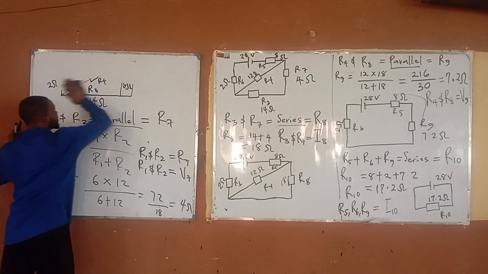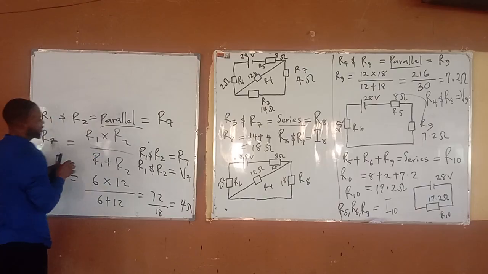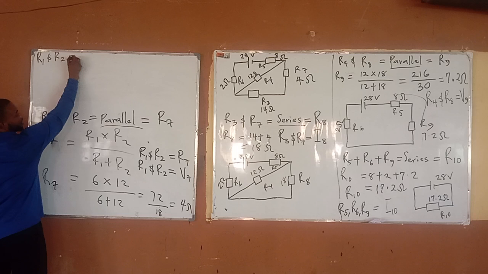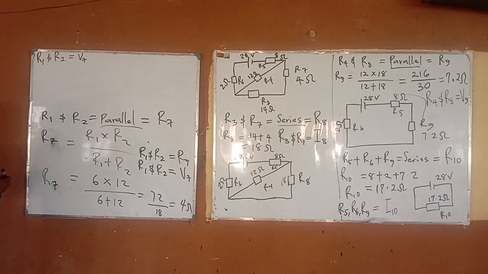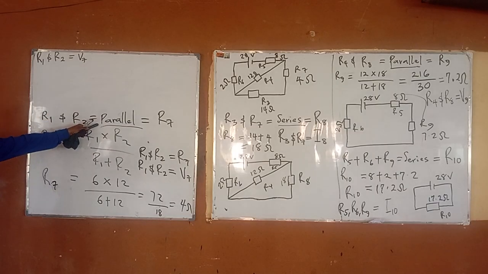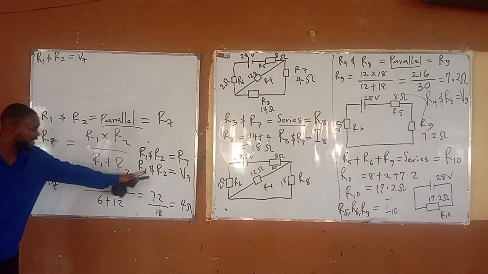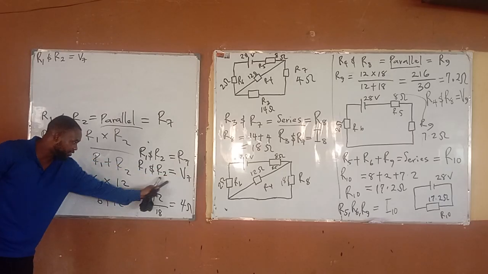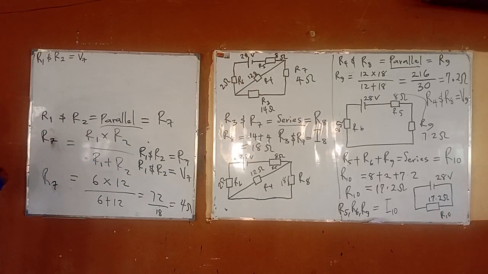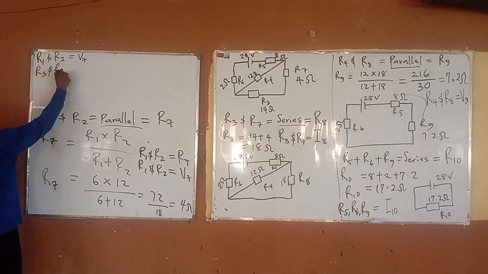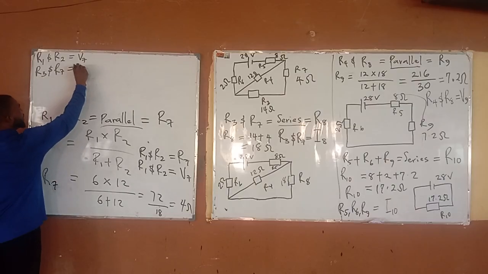This particular one, you already have it. So let me just write R1 and R2 equals voltage 7. The voltage due to this combination, which is in parallel, can be found in the new resistor. The work done inside this resistor is going to be as a result of this combination. So note that. So now, I now have R3 and R7 will give me I8.